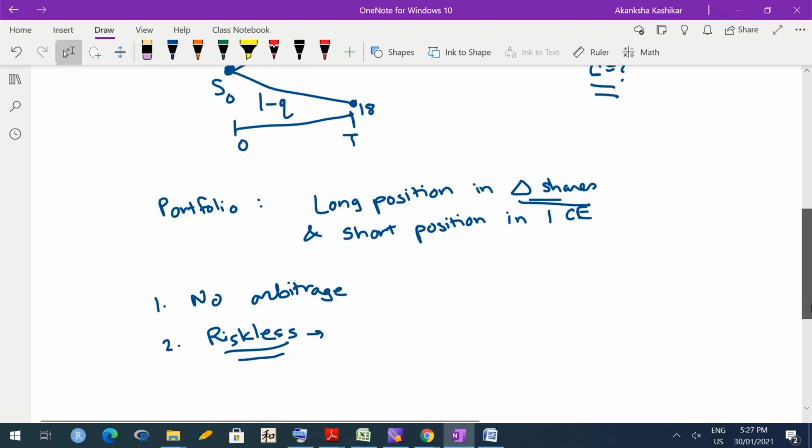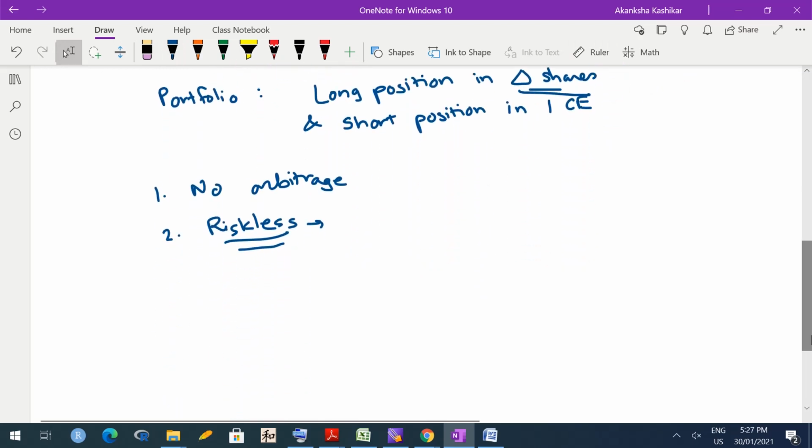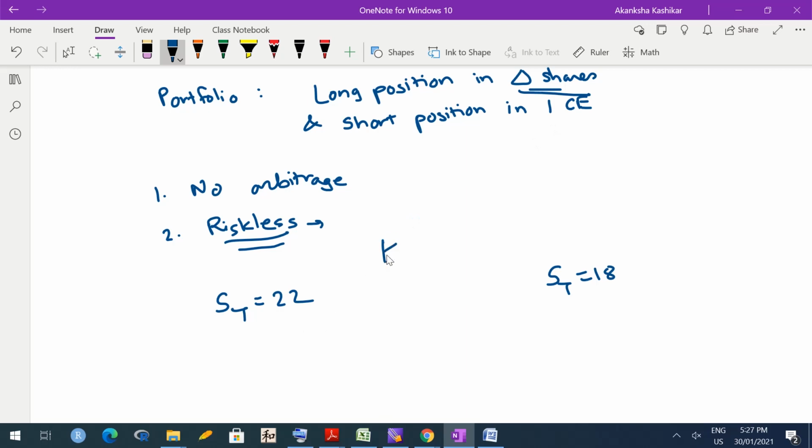So let us first try to see what the portfolio worths are under two different setups. I have a long position in delta shares, and we have seen that ST can be either 22 or 18. I have a short position in one call option. So I cannot decide whether the call option is going to get exercised or not. The holder of the option is going to decide that. Strike price has been given to be 21.